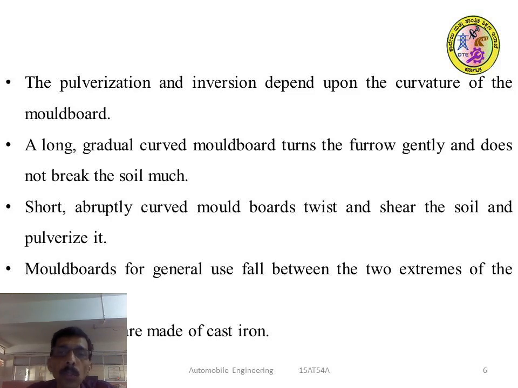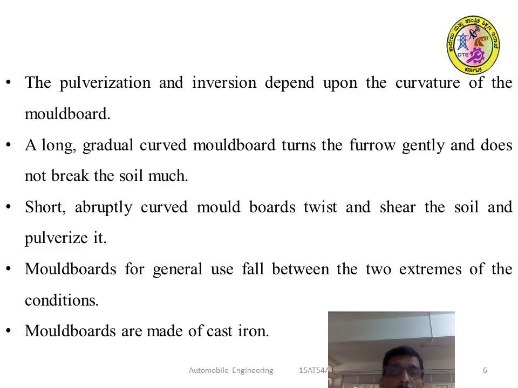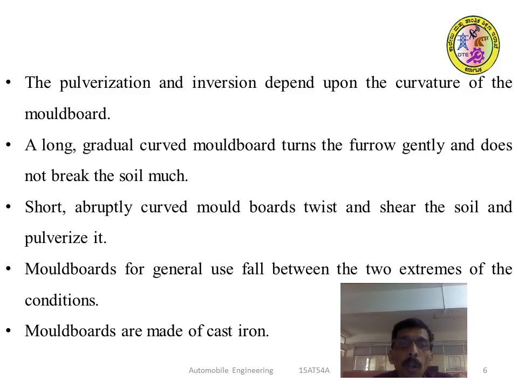Moldboards for general use fall between the two extremes of these conditions. Moldboards are made of cast iron. So for manufacturing, the moldboards are made by using cast iron.